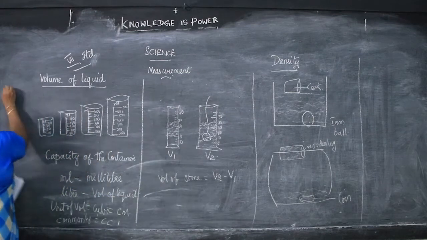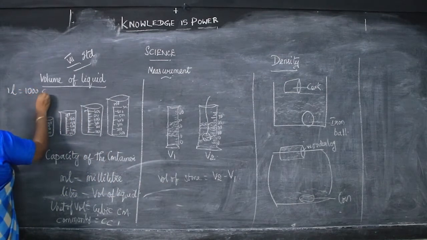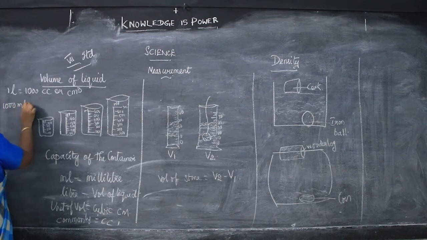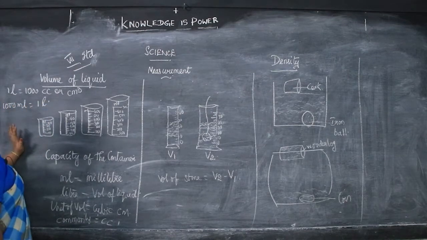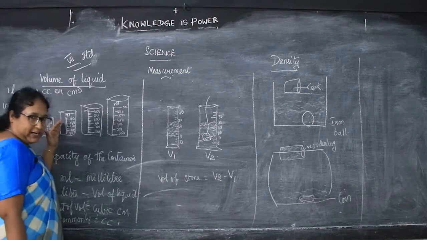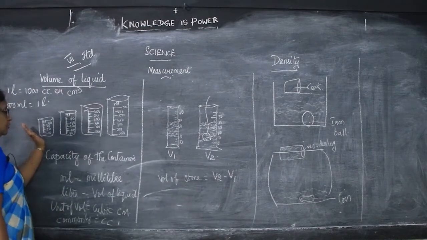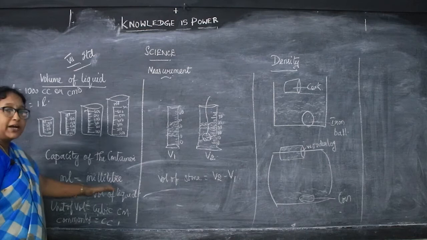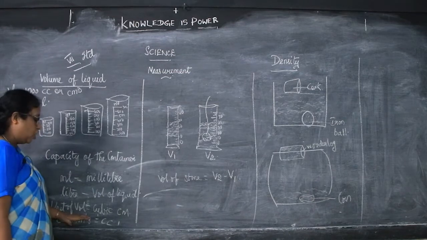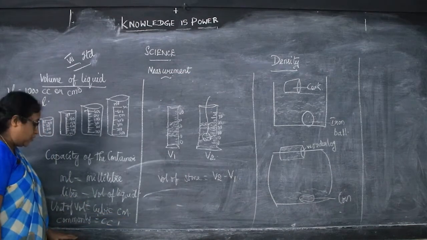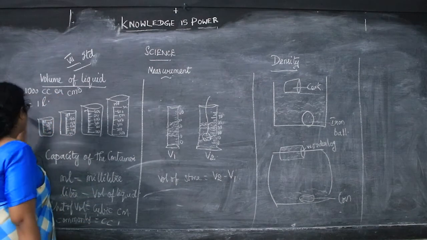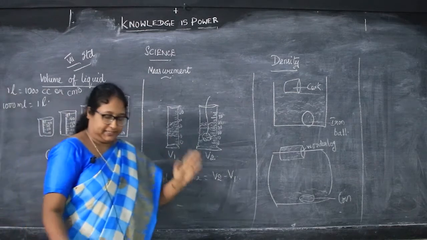Now 1 liter is 1000 cc or cubic centimeter, and 1000 ml is 1 liter. Did you understand, children? Once again, these readings are marked in ml, which is the milliliter. The liter is used to find the volume of a liquid, the unit of volume is the cubic centimeter, otherwise known as cc. 1 liter is 1000 cc, and 1000 ml is 1 liter.